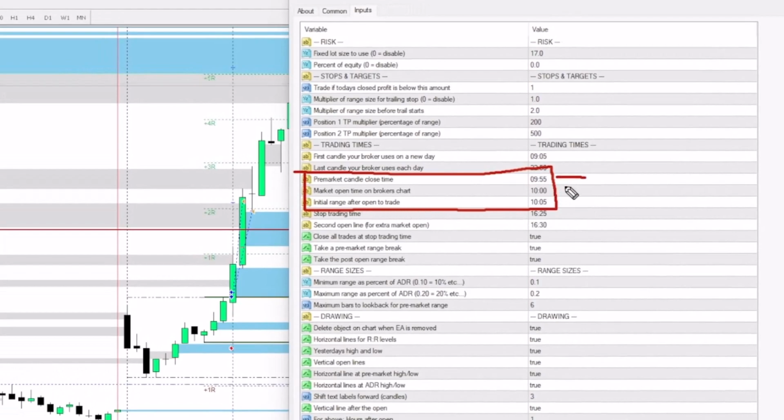So these will always be 5 minutes apart. This is when the market opens. This is the 5-minute candle before, and this is the 5-minute after. This draws in these lines and also determines where we calculate our pre-market ranges from and when we take our post-market opening range breaks. All right. So that's why those three inputs are in there.